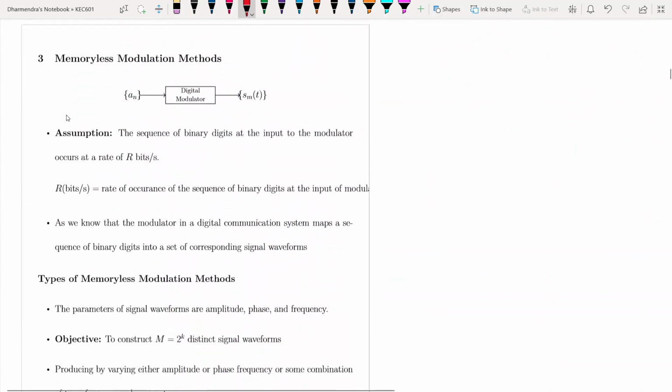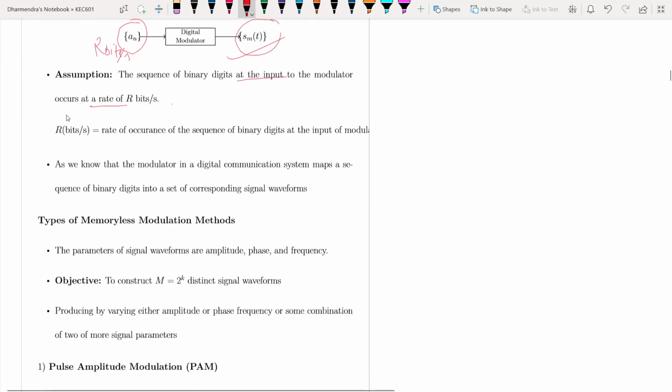Now we'll discuss memoryless modulation methods. This is a block diagram of a digital modulator. This is the input of the digital modulator, and this is the output. We know the function of a digital modulator: it maps a k-bit digital information sequence to a waveform from the set SM of t. The assumption is that the sequence of binary digits at the input to the modulator occurs at a rate of R bits per second. We are assuming that the number of bits per second occurring at the input of the digital modulator is R bits per second. As you know, the modulator in a digital communication system maps a sequence of binary digits to a set of corresponding waveforms.